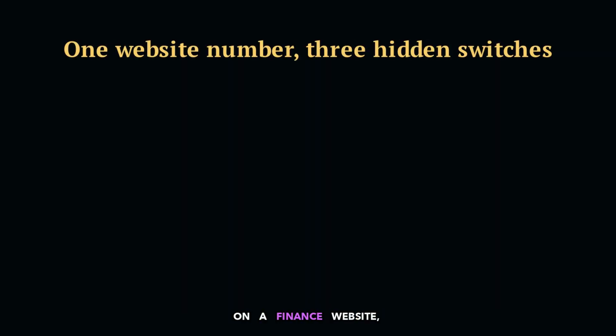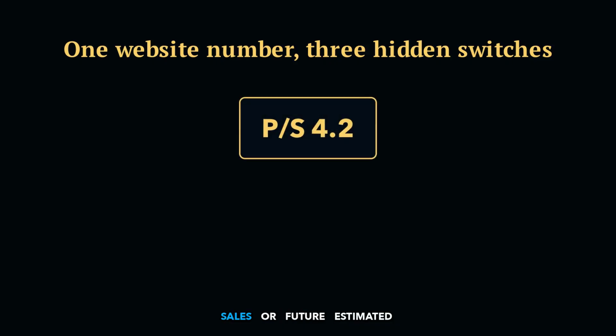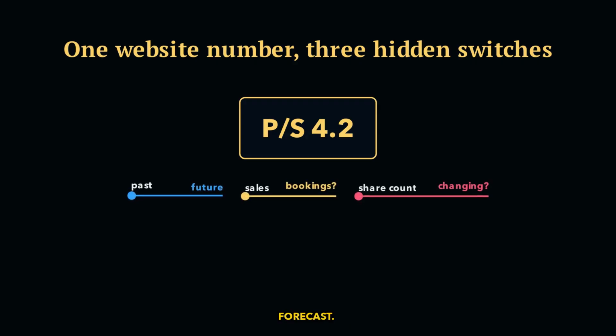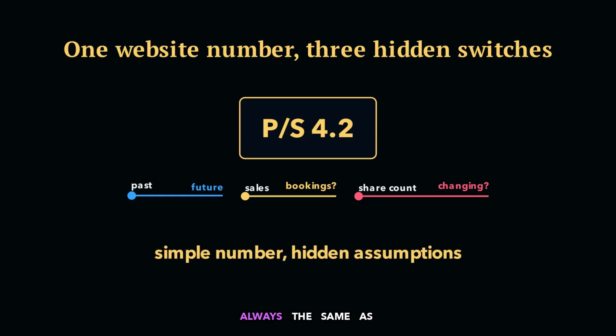When you see PS on a finance website, slow down around 3 things. First, is it using past sales or future estimated sales? Past sales already happened. Future sales are a forecast. Second, is the number really sales? Companies may talk about orders, bookings, billings, or total transaction volume. Those can matter, but they are not always the same as sales.